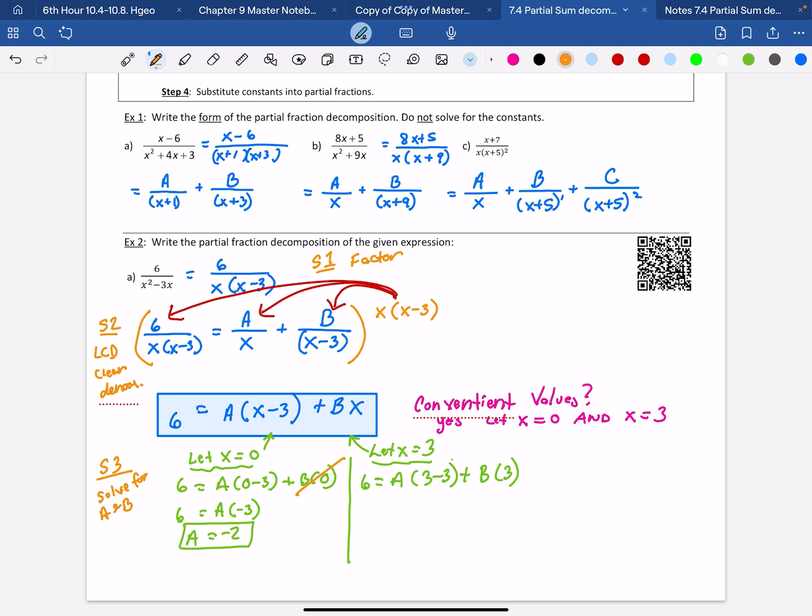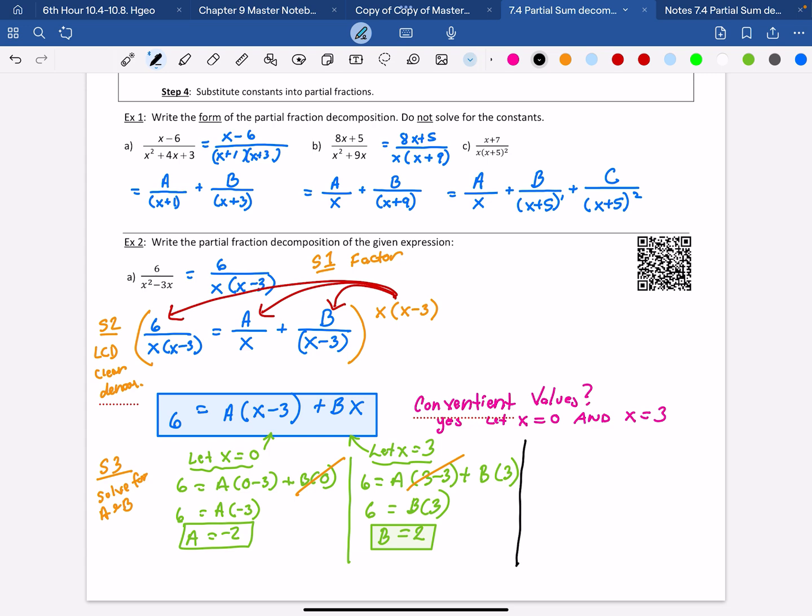All right, so 3 minus 3 is 0. All right, I'm being a silly girl here. All right, 6 is equal to b times 3. And then you would go ahead and divide by 3, and b is equal to 2. Okay, and there you have your two variables. All righty. And the very last step, when you're all done, I didn't leave myself a whole lot of space over here.